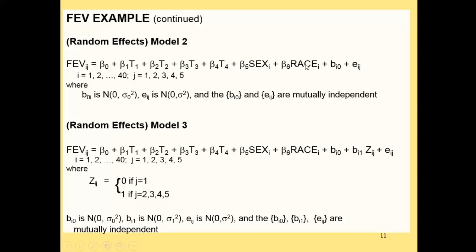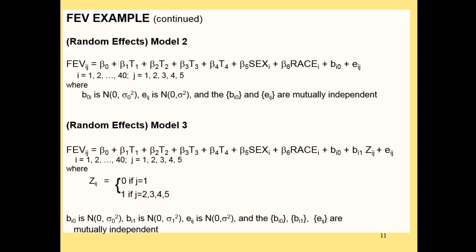When you're talking about the regression line that you're fitting, Model 3 has a random intercept and a random slope, denoted as b_i1, and then you have this indicator variable Z_ij, which is 0 if j is 1 and 1 if j is 2, 3, 4, or 5. So this is a slope for the difference between week 1 and the average of weeks 2, 3, 4, and 5, which we'll talk about more in a few minutes, including how exactly we got there.